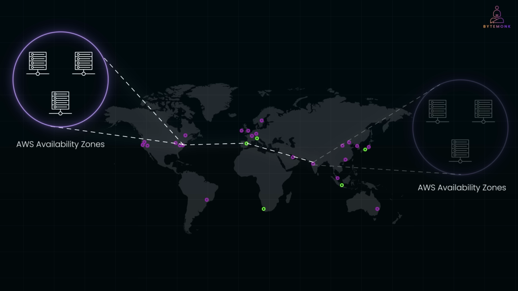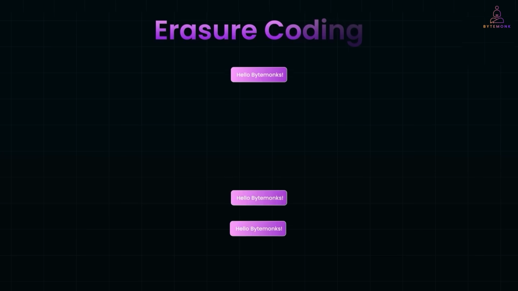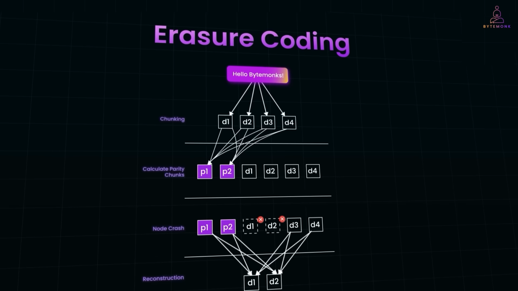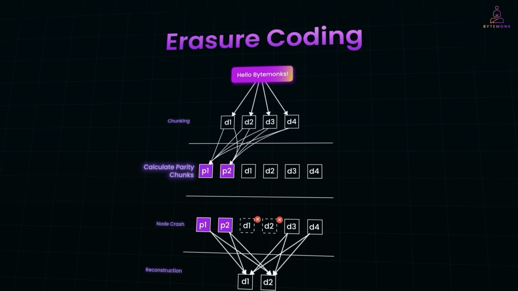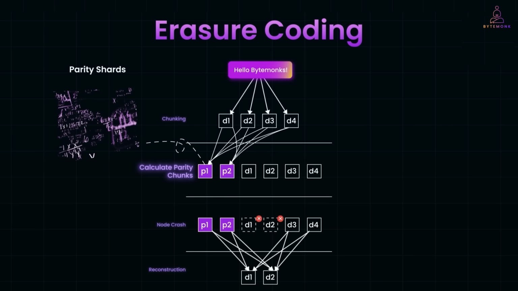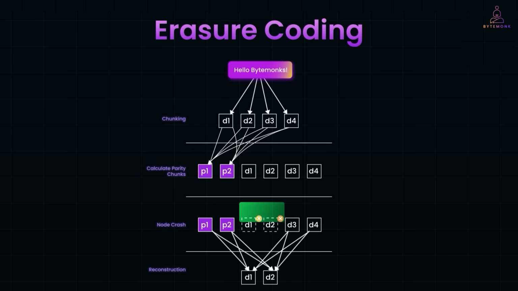But S3 doesn't stop at replication. It takes things to the next level with something called erasure coding. Here is how it works. Imagine your data is a big puzzle. S3 breaks it down into multiple pieces, called data shards, and then creates a few extra special puzzle pieces, called parity shards. Even if a few pieces go missing, S3 can still reconstruct the full puzzle from the ones that remain. This is way more efficient than simple duplication and way more resilient.